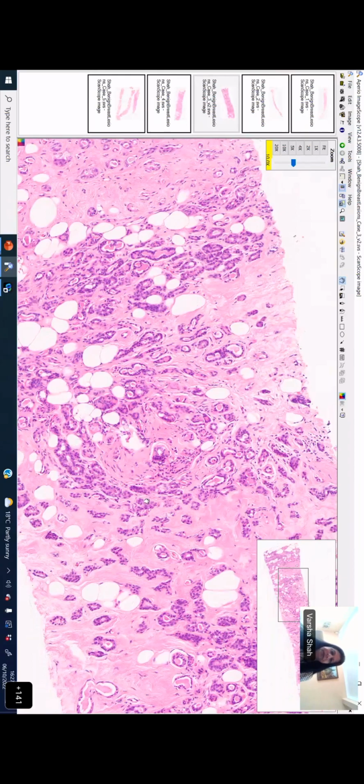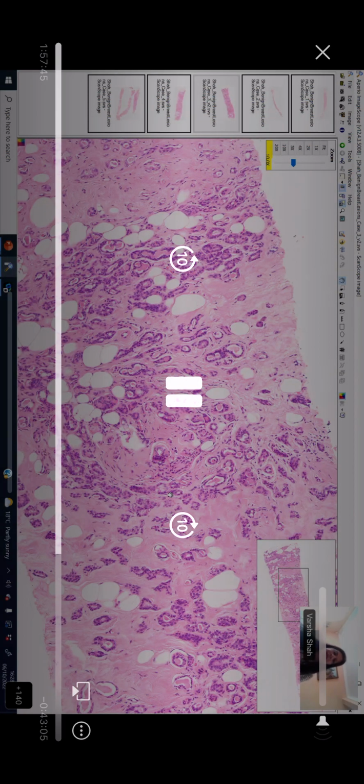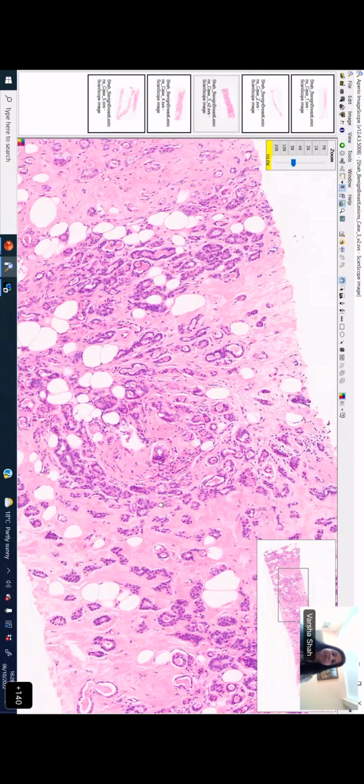ER, PR, negative or positive? If it is tubular carcinoma, then it will be positive. And microglandular adenosis will be negative. P63 will be negative in both, right? Yes, madam. Is there any other stain you can do?